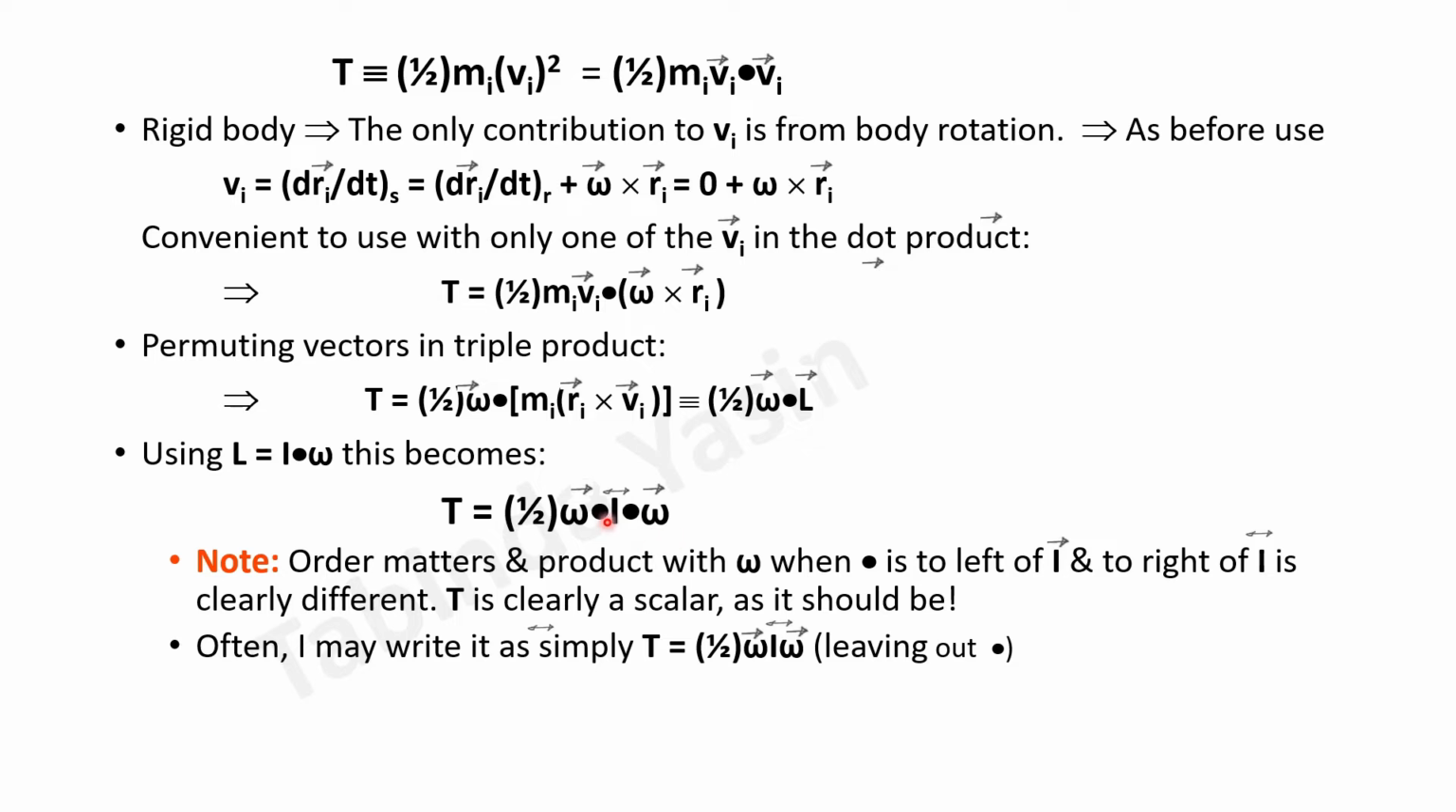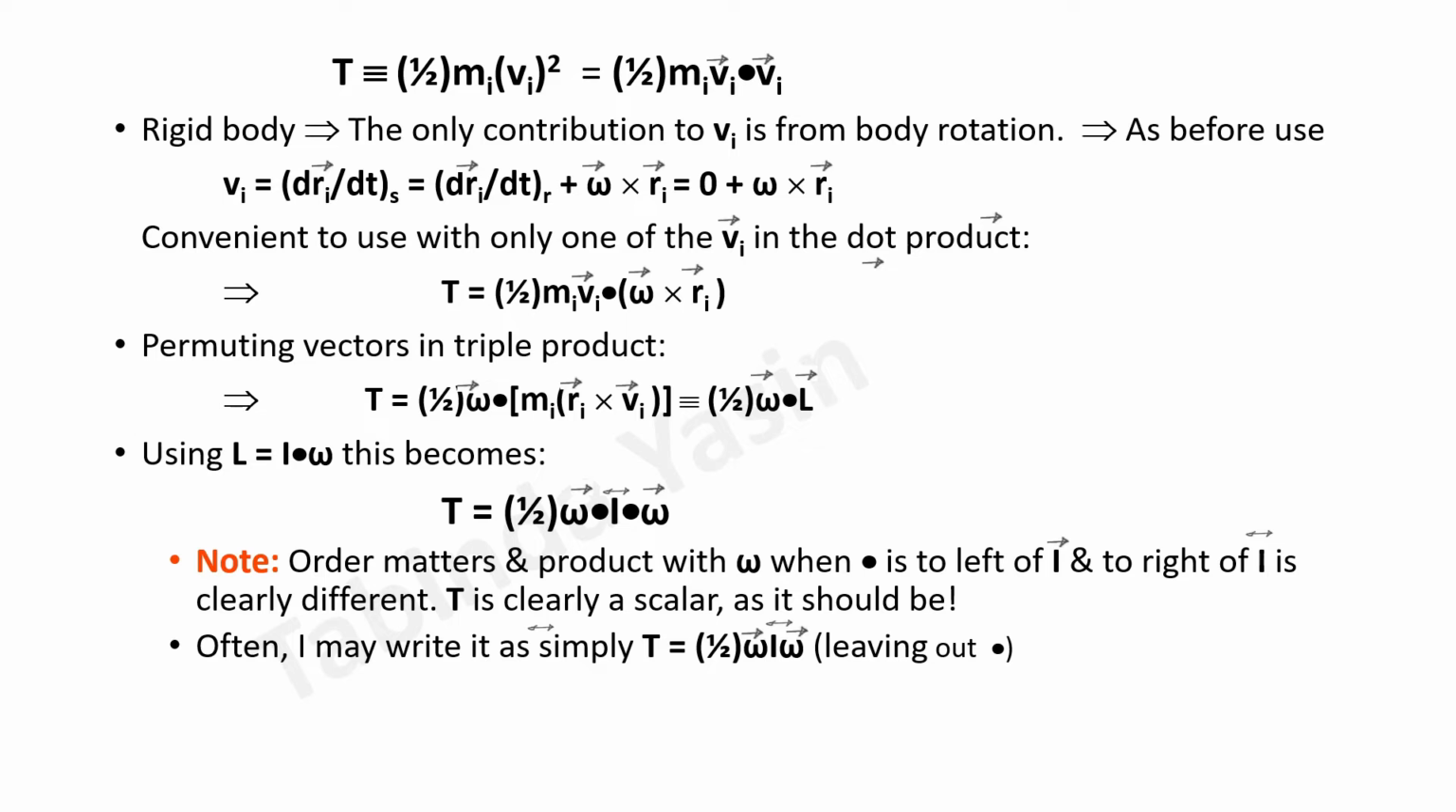Now using L equals I dot omega, this becomes T equals 1 over 2 omega dot I dot omega. Note that order matters: the product with omega when the thick dot is to the left of I and to the right of I is clearly different. The dot on the left has a different meaning, and the dot on the right has a different meaning. Capital T is clearly a scalar, as it should be. Often I may write it simply as T equals 1 over 2 omega I, leaving out that dot, and both of these have different meanings.